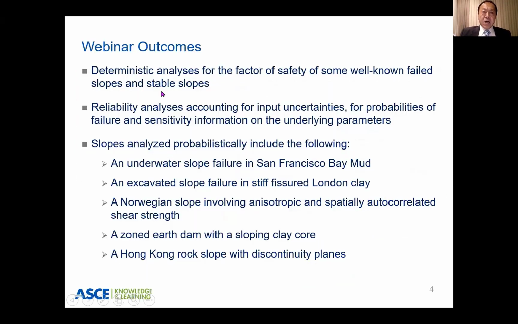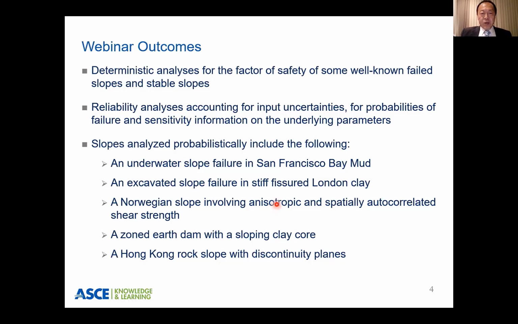Right. About this webinar, we will be looking at a deterministic analysis and a probabilistic approach, which is called reliability analysis, which accounts for input uncertainties and also can give sensitivity information on the underlying parameters. Let me see, there's a pointer. That's better.